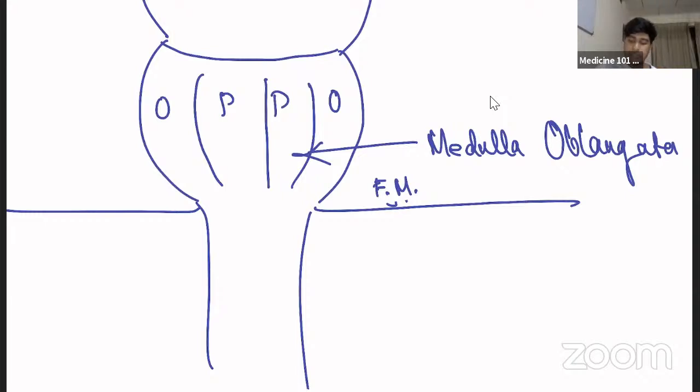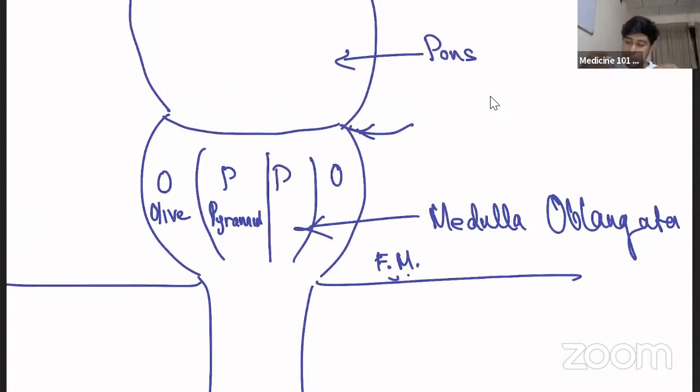Can someone tell me what is the full name of O? Olives. Yes. What is the full name of P? Pyramid. Yes. And do you know what this is, the sulcus between the medulla oblongata and the pons? Pontomedullary sulcus. That's actually good. That's a very common name which is used, but for China, it's bulbar pontine sulcus.